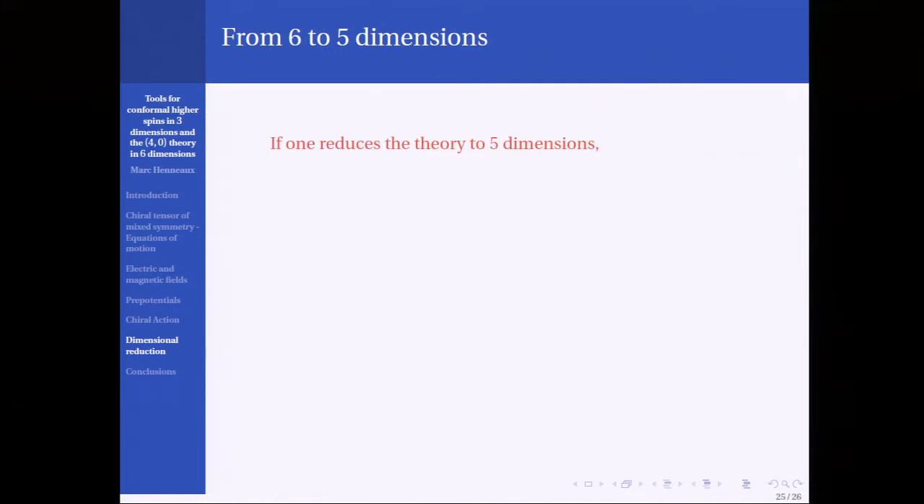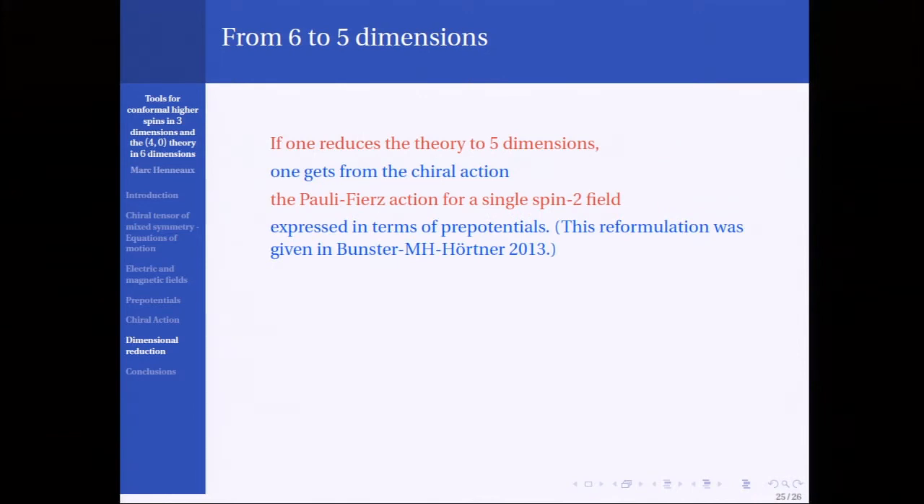If you reduce the theory to 5 dimensions, the chiral action will give you the Pauli-Fierz action for the single spin 2 field. So the action works perfectly well, but expressed in terms of a prepotential, which you can do. People have introduced prepotentials for other reasons in the past. It actually turns out that if you do the dimensional reduction of the action, it goes into the action of a spin 2 field, the Pauli-Fierz. So that's the connection with gravity.